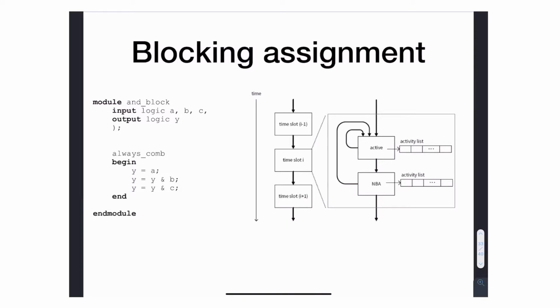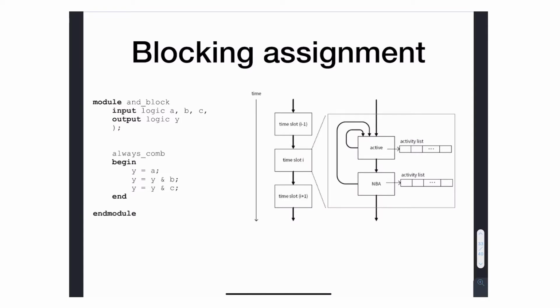I'll take this particular timing simulation model that I have, and I'll explain it with an example. Let's take a look at this example, and I'll go through it slowly. I'm calling it an AND block because it performs a bunch of ANDs. I have 3 inputs, A, B, C, and I have a logic Y.